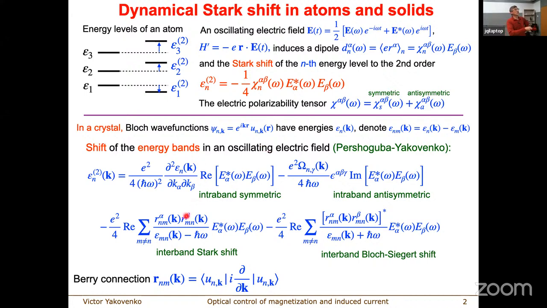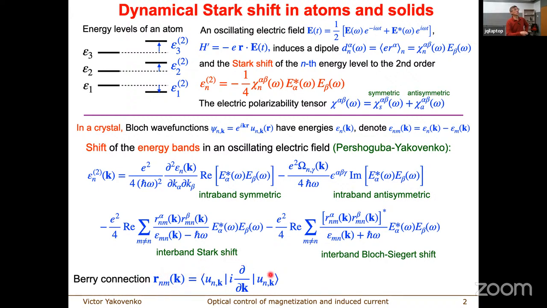The terms at the end are interband terms. This is obtained by standard second order perturbation theory between different bands, so E_nm involves one band and another band. Essentially this term is the same as in the discrete atom system. The only difference is that you add the variable k, the momentum variable. And this R is the matrix element of the electric dipole.